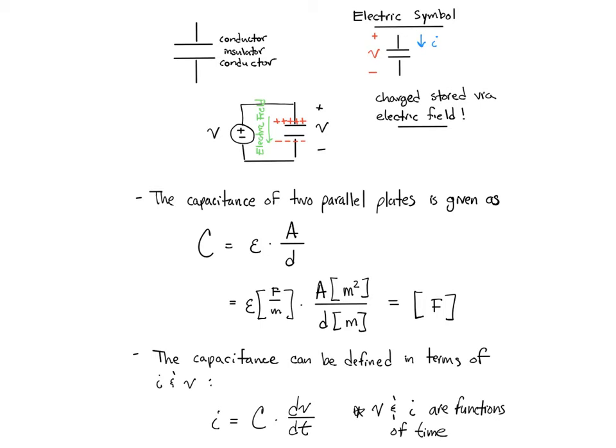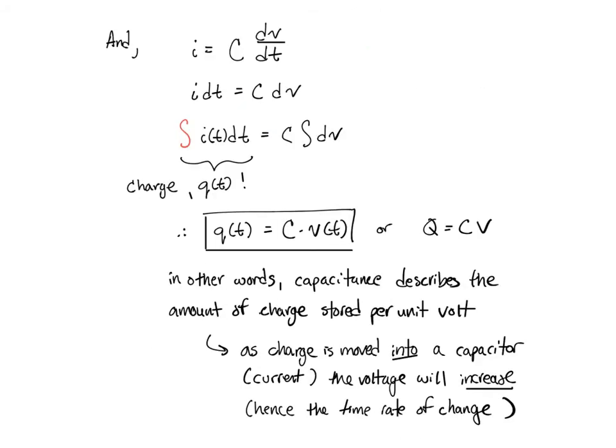We'll see the implications of one of these parameters being constant in a moment. So I equals C times dV versus dt. Okay, so let's examine this expression in a little more detail.